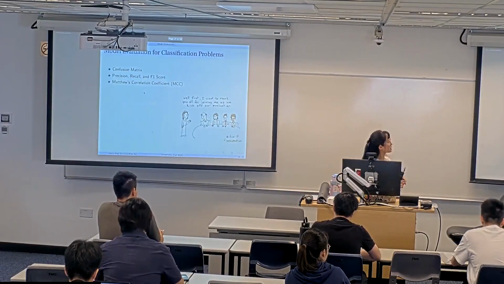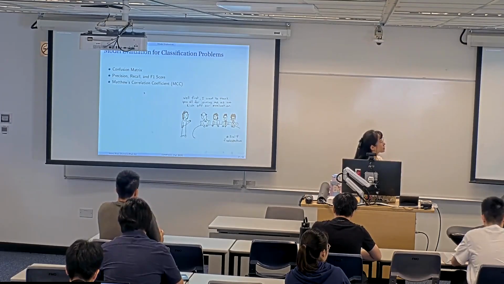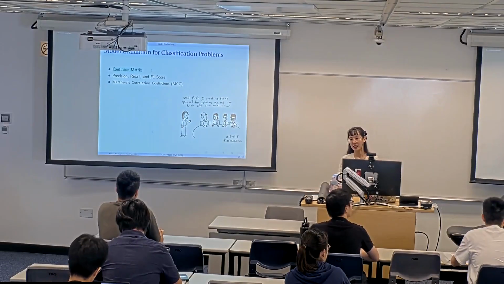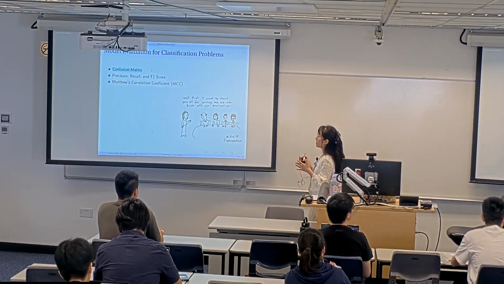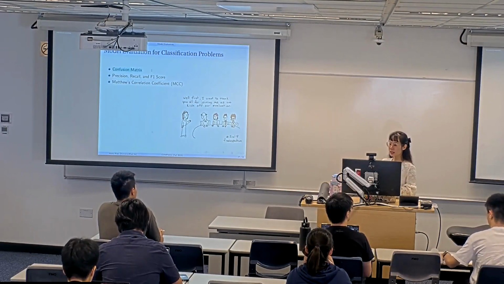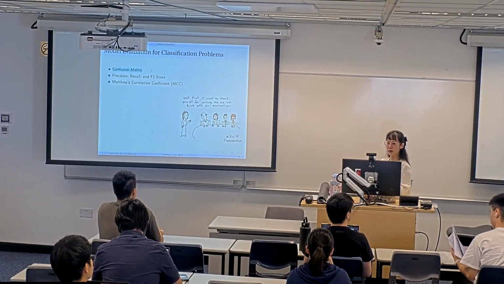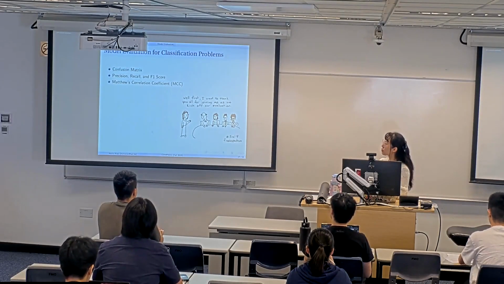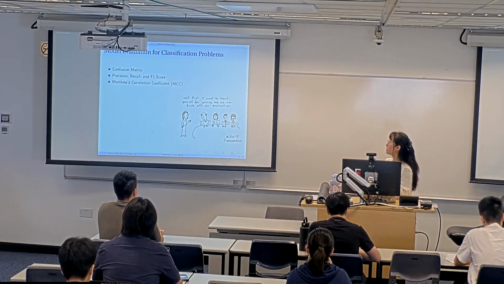So first, let's see the classification problems. For model evaluation for classification problems, the foundation is that we always need a so-called confusion matrix. Later on, I will tell you what this confusion matrix is. After we have the confusion matrix, we have several evaluation metrics based on it: precision, recall, F1 score, and MCC score.